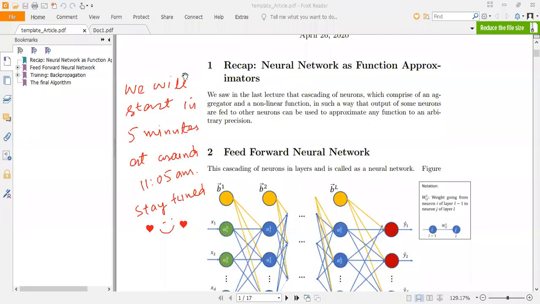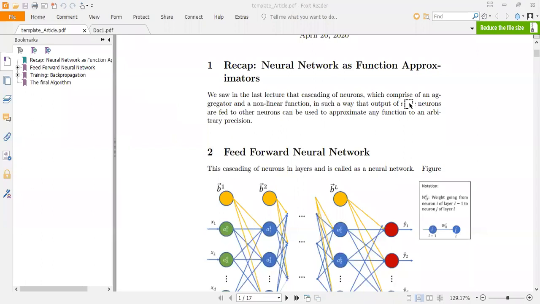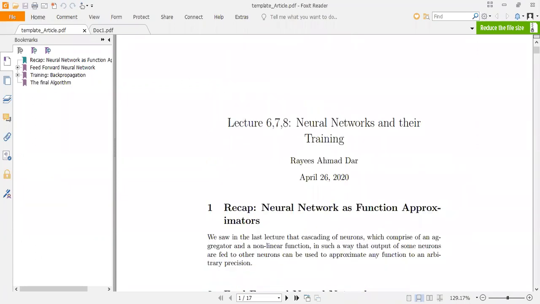Okay, so welcome to lecture number 8 of machine learning. From the last two lectures, we have been studying neural networks, and in this lecture, we will hopefully complete the topic of neural networks. In this lecture, we will study how to train neural networks.